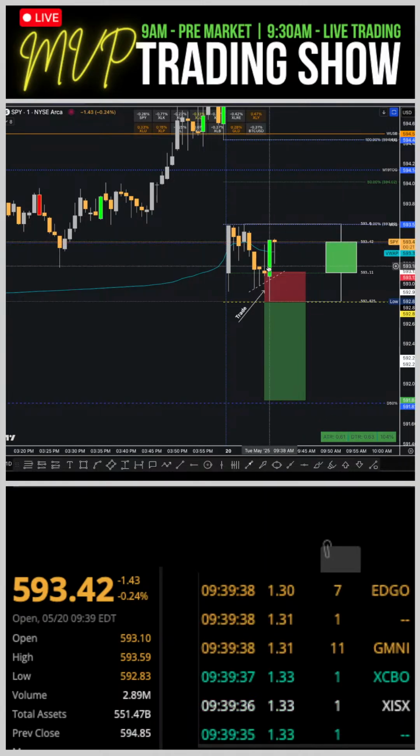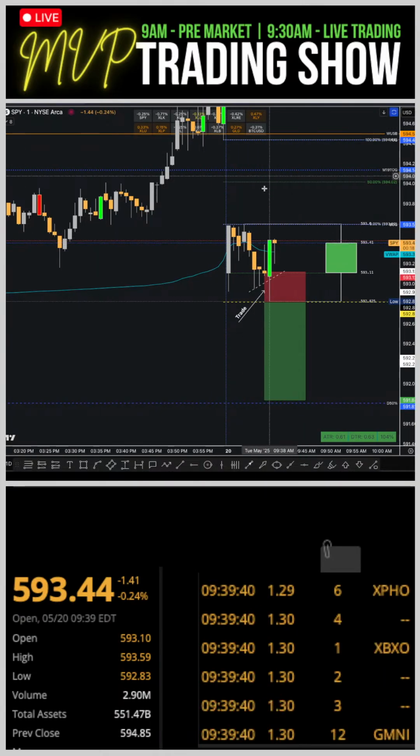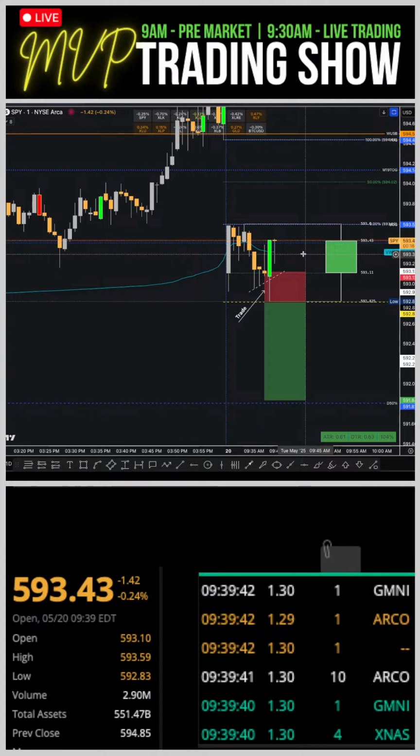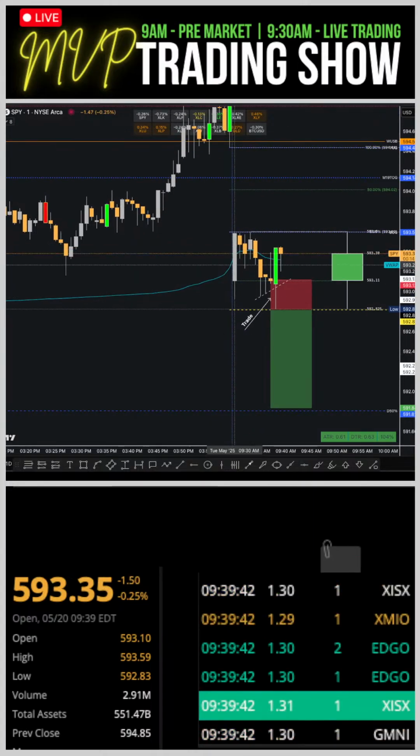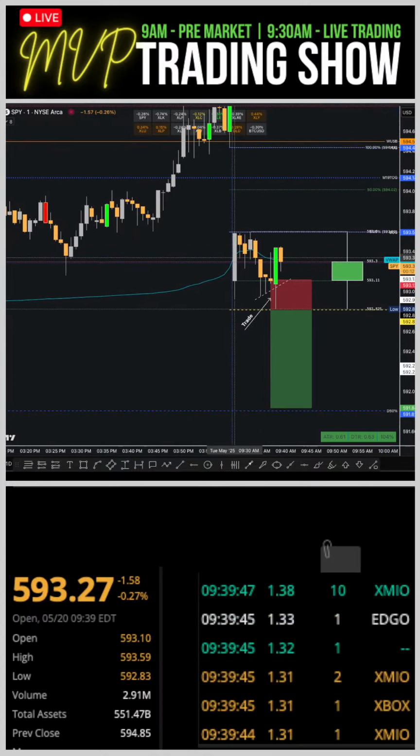I took some time to get filled. It took me a couple of seconds to get filled, and when it did, it was down. So we're above VWAP 1. Let's see if we can reclaim VWAP 2.